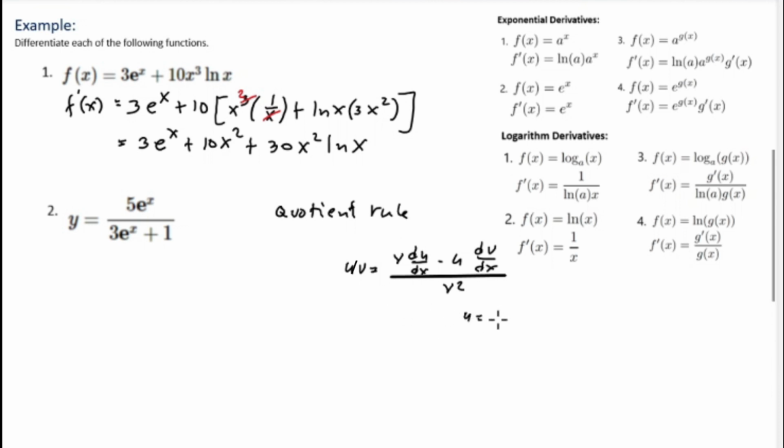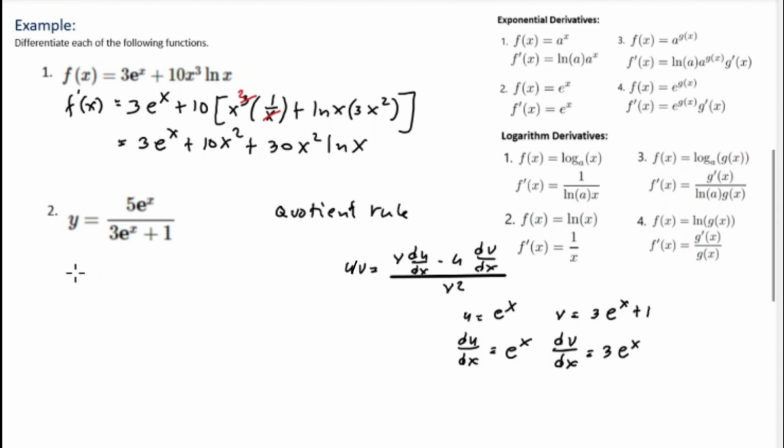u, based on the given, is e^x, and du/dx, e^x, based on the exponential derivative, the derivative is equal to e^x, so it is the same value. v is 3 e^x plus 1. The derivative of v, dv/dx, is 3 times e^x, since the derivative of e^x is also e^x, plus the derivative of 1, which is 0.